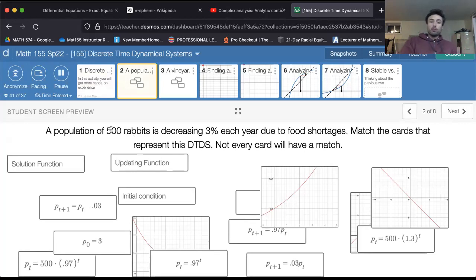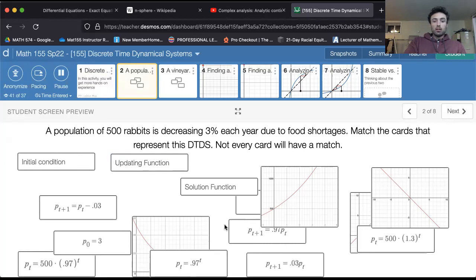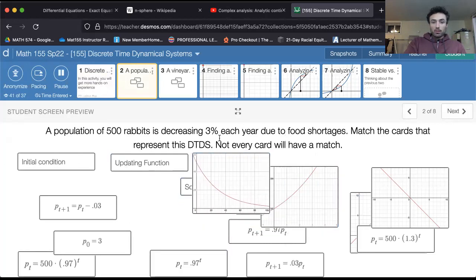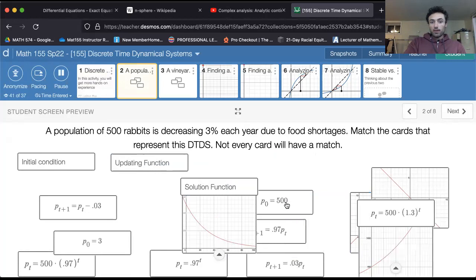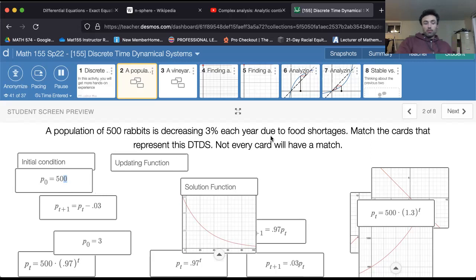Their population of 500 rabbits, so that's already telling me that my initial population is 500. So I can maybe take an initial condition. If there was a 500 tile, let's see, looks like I got a lot of stuff floating around here. Here we go, there's an initial condition. Overlap it. Well, we'll see what happens there. Okay, and it is decreasing by 3% each year.